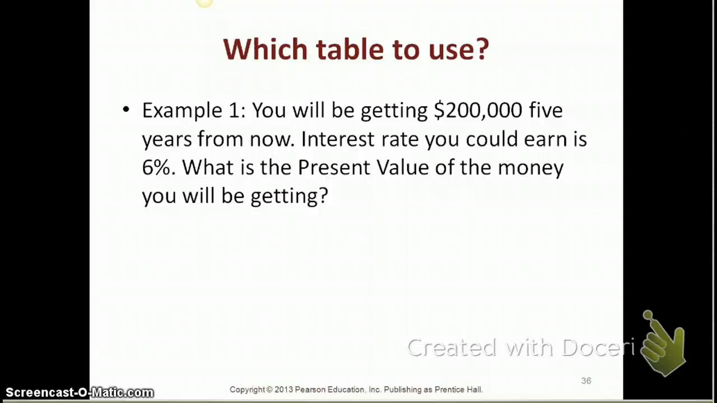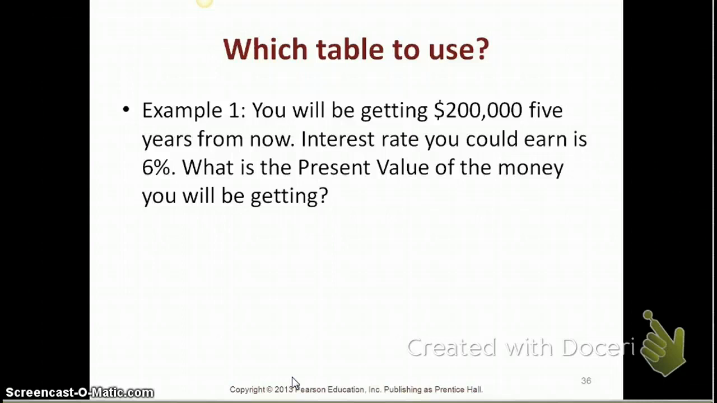Whenever you're given a question, the first thing that you need to know is, are they asking you to calculate a present value or a future value? Let's look at here. Well, they want us to calculate the present value. So you know that you're going to be using one of the 2 present value tables, either present value of a lump sum or a present value of an annuity. Is this a lump sum or an annuity?